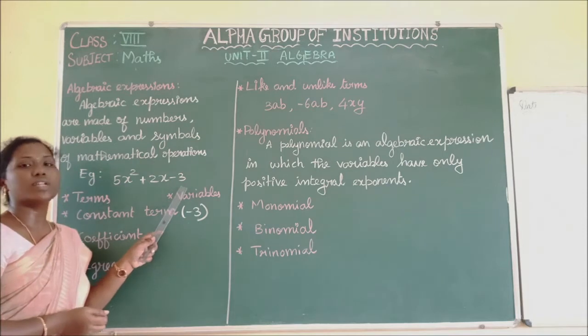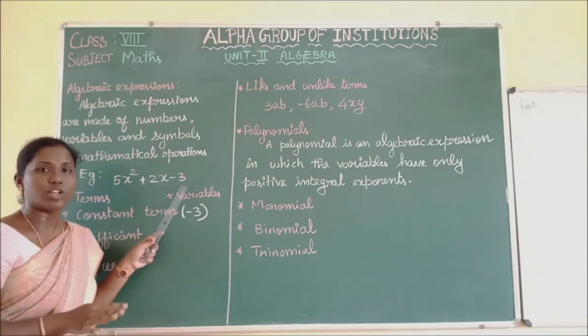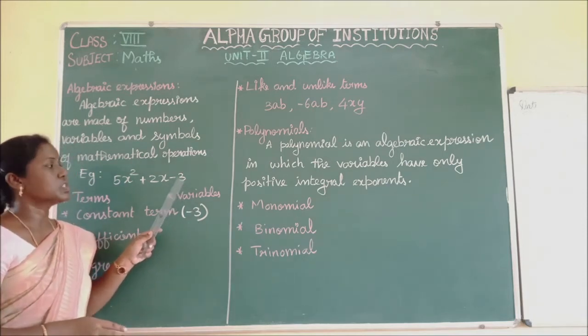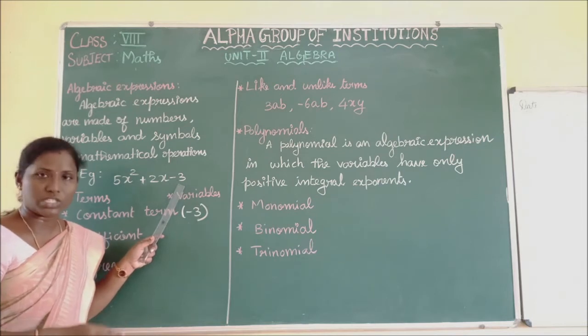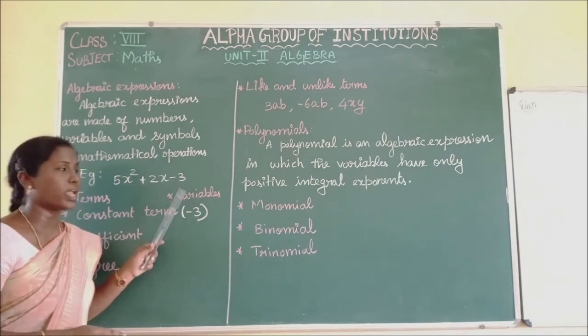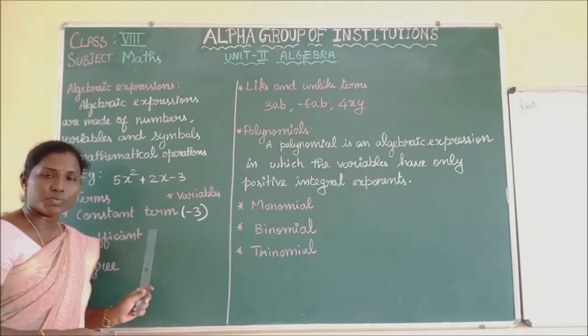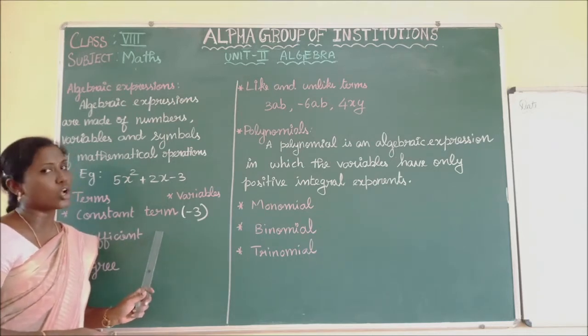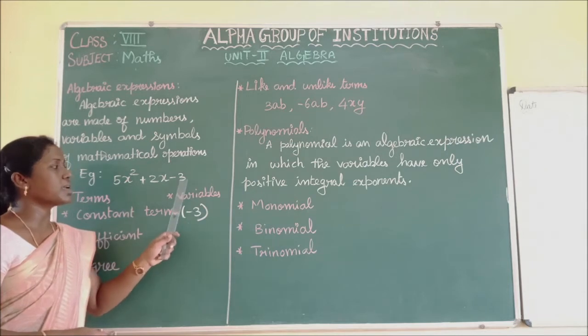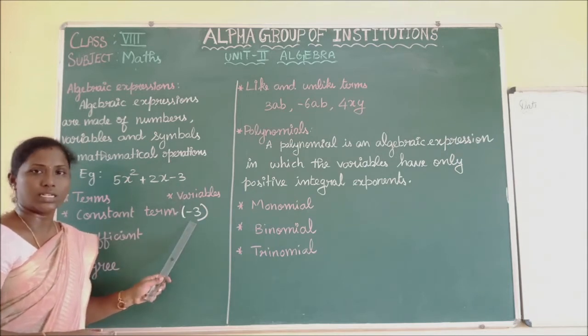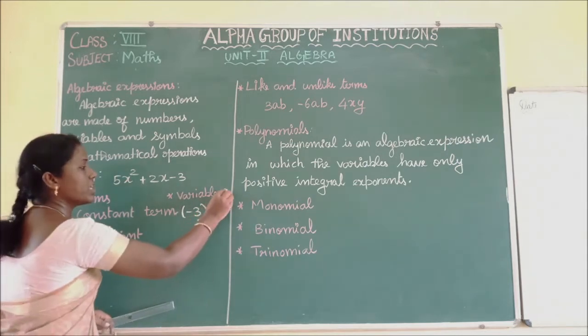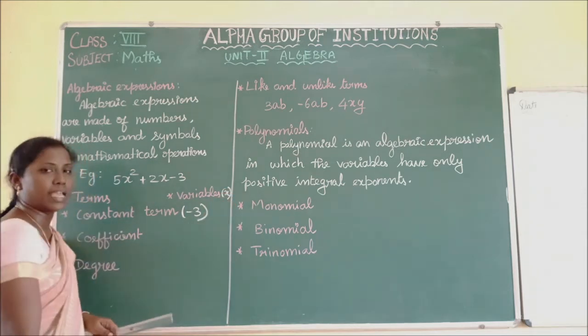The constant will not change. Constant means it will not change, the meaning itself, isn't it? So the constant term will not change. It remains the same. So how to identify the constant term? The number without a variable is called the constant term. Here in this example, minus 3 is the constant term. The variable used here is x. We use the variable x.